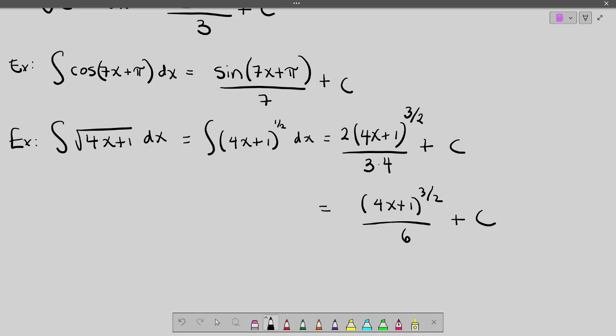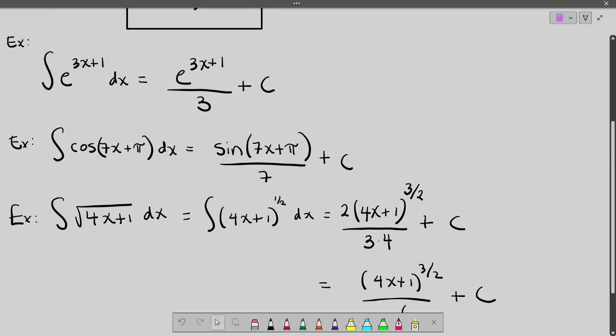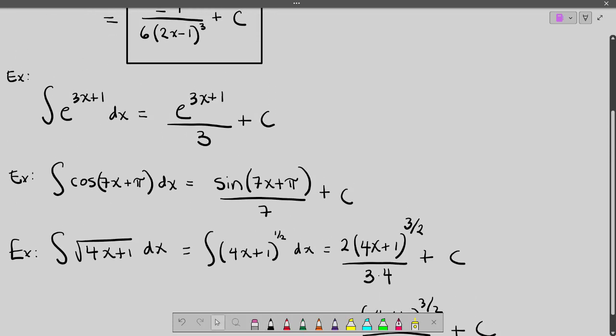So those are all classic reverse chain rule types. Any of those give you pause? Makes sense? As long as that substitution is linear, we'll go reverse chain rule. Make sense? Yeah. Cool beans.